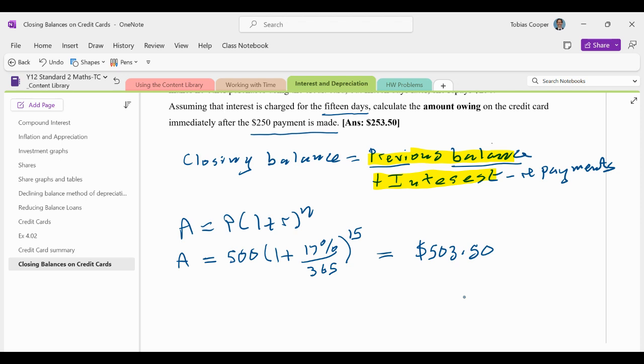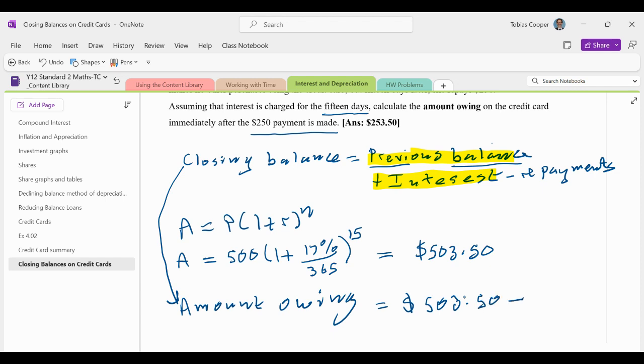Now, the closing balance, or the amount owing, remember they're the same thing, okay, so closing balance and amount owing are the same thing. That will be the previous balance plus the interest, which is the $503.50, and then minus your repayment of $250. Okay, that'll give you $253.50.